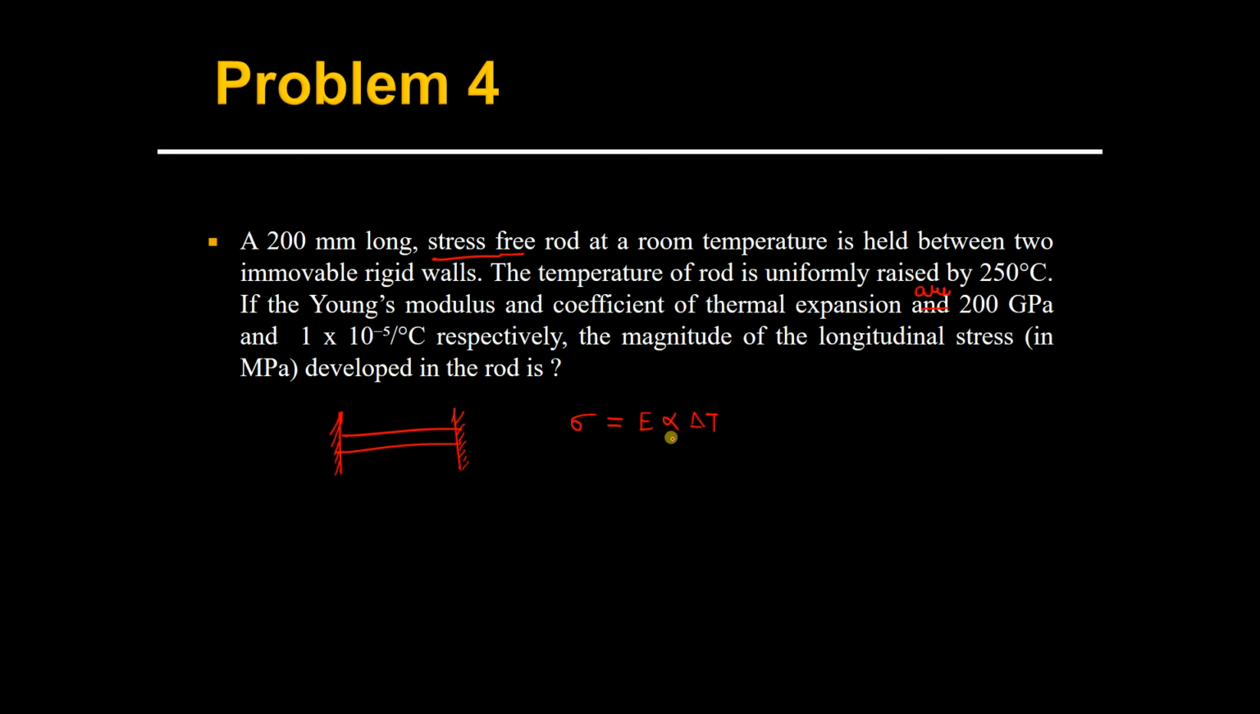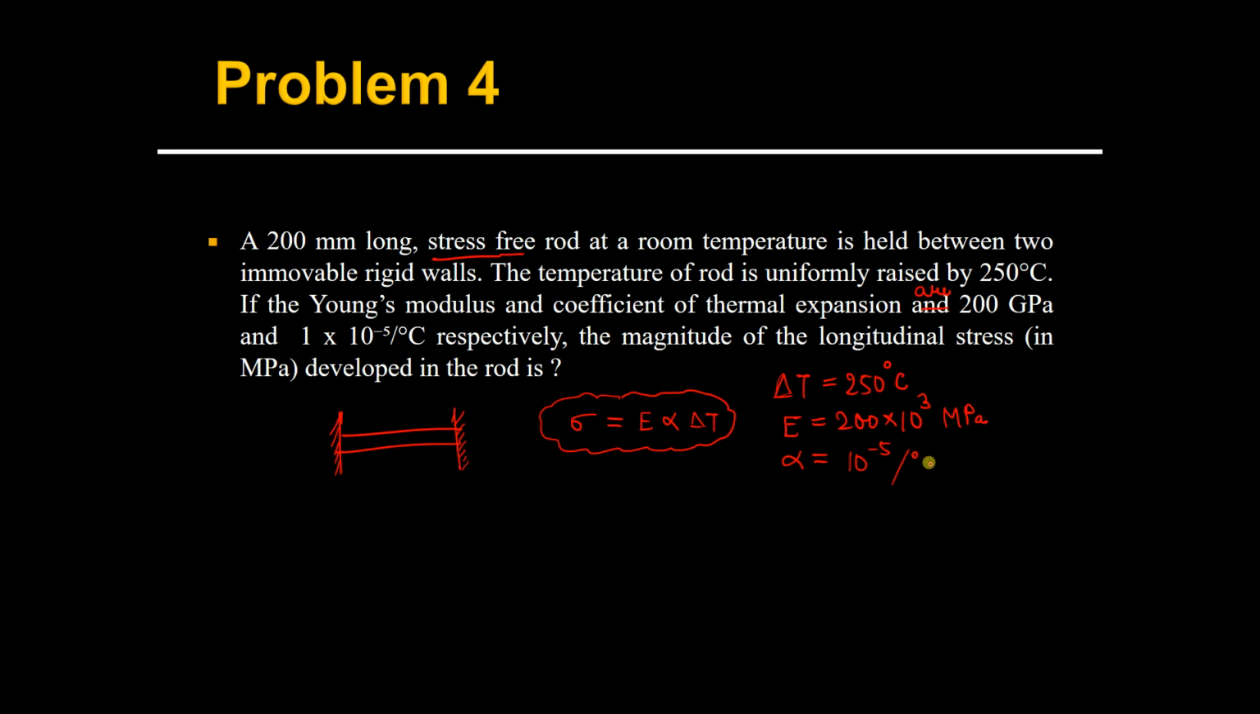You know very well in the exam you don't have that much time, so there are certain things that you need to mug up. So sigma is equal to E alpha delta T, where delta T is nothing but the change in temperature. Here we are talking about an increase in temperature, so delta T is 250 degrees Celsius. The value of E is given as 200 GPa, which means 10 to the power of 3 MPa, and the coefficient of thermal expansion, alpha, is given as 10 to the power of minus 5 per degree Celsius.